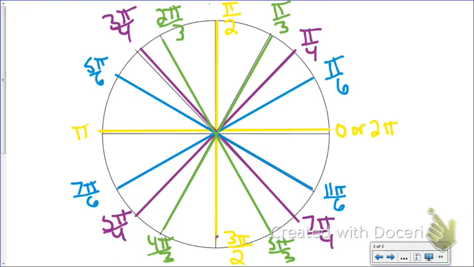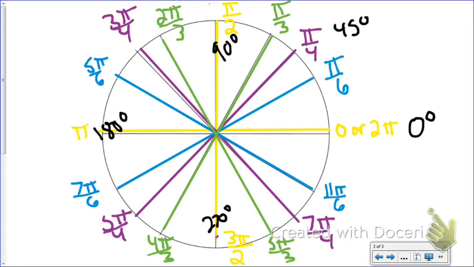So I'm going to go back real quick and fill in the degree values because those are a little bit simpler. So I know 0 degrees, I know 90 degrees, I know 180 degrees, and I know 270 degrees. And then filling in those in-betweens, I know halfway would be 45, 135, 225, and 315.